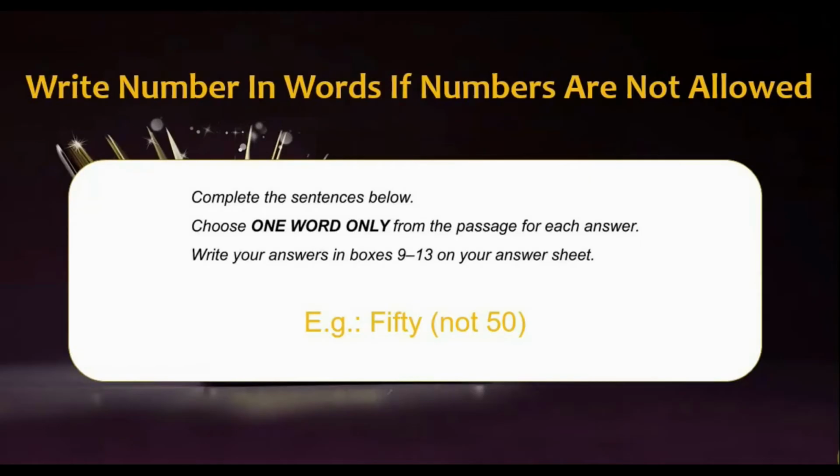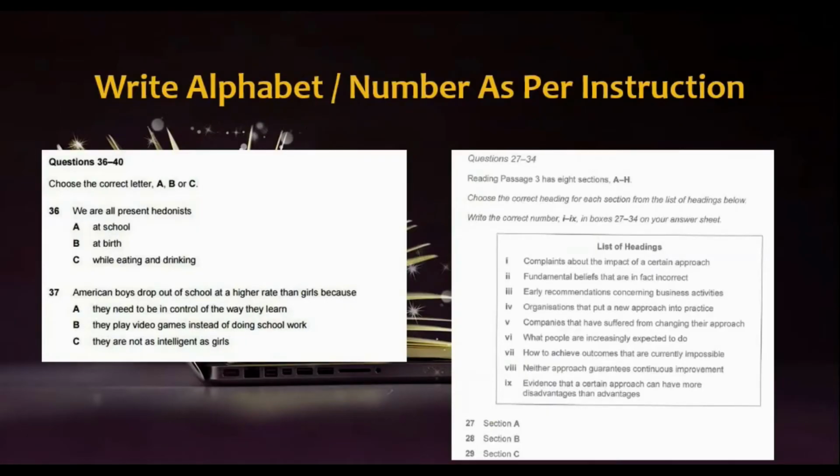If you get the instruction to write words only but the passage mentions 50, write the word FIFTY, not 50. If you write the number 50, it will be marked wrong because the instruction did not allow numbers. That's why you must read every instruction carefully, as the instruction changes for every different question type. When the instruction says write the correct letter, you must write the letters A, B, C and so on, not the words. When the instruction says write the correct number, you must write the correct number.